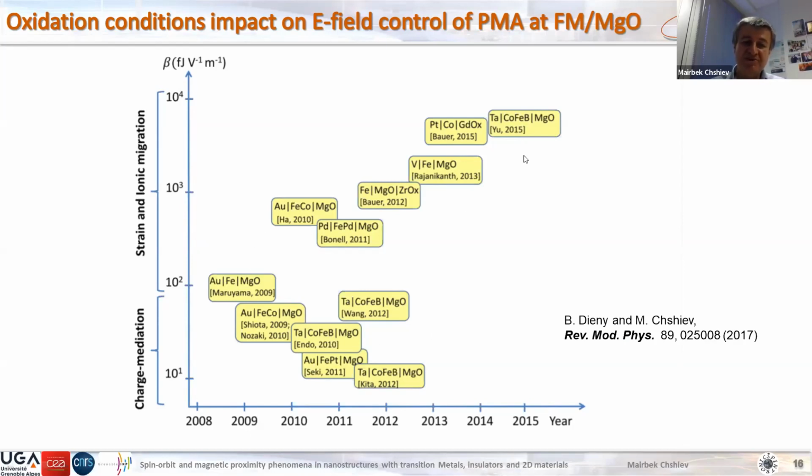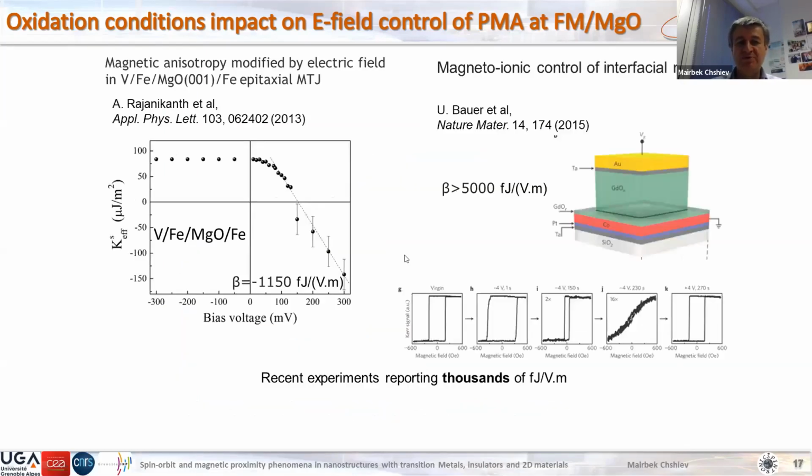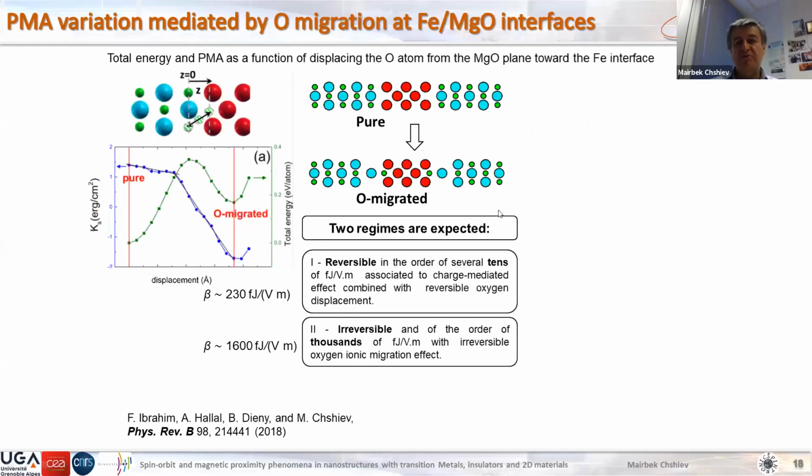However, there is a new class of observations where it went even to 10,000 femtojoule per volt per meter. So these are 2 of those. One is a group in Nancy, here, colleagues, they reported this, and I'm sure that was because of ionic migration, or oxygen might move there. Therefore, they see this 1100 femtojoule per volt per meter. Another work was Geoff Beach at MIT and his colleagues. They reported, by this ionic migration, very slow dynamics, but still they found 5,000 femtojoule per volt per meter. So what's going on and how can we model it?